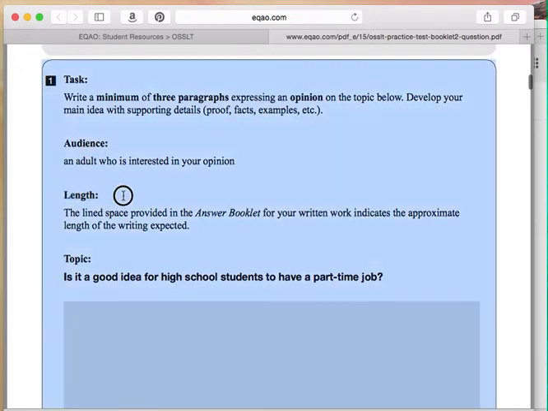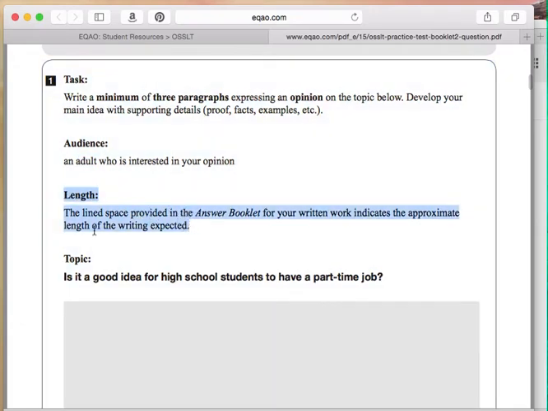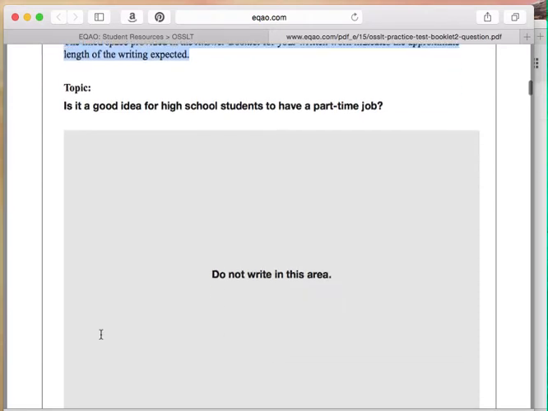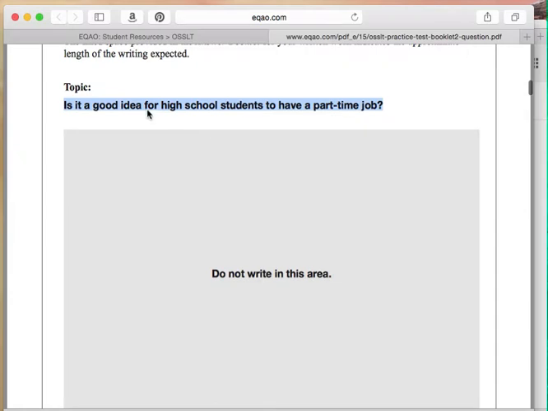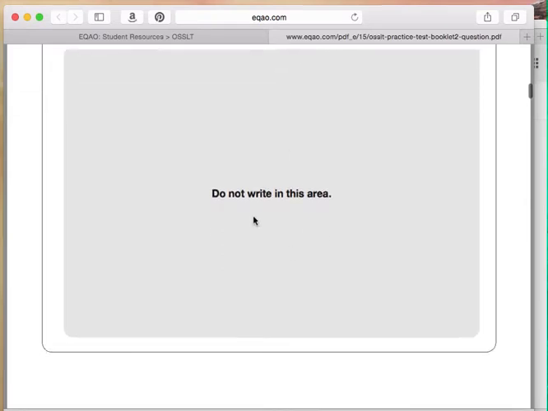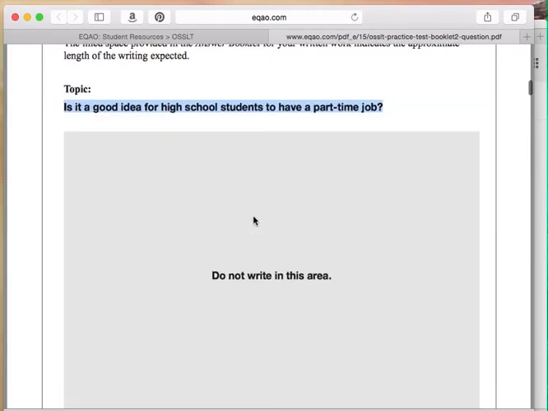They also give an indication here of how long your answer should be. The answer should be long enough to fit into the line space provided in the answer booklet. And we'll check out how long that is in just a second. What I want to look at right here is the topic. So in the booklet, they'll give you a question like this. Is it a good idea for high school students to have a part-time job? They ask you not to write in this area.